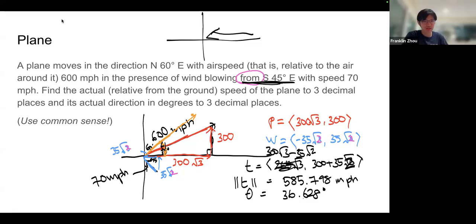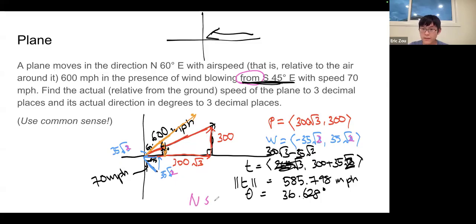Is that all the questions? So if you write it with north on top, the direction will be north 53.372 degrees east.